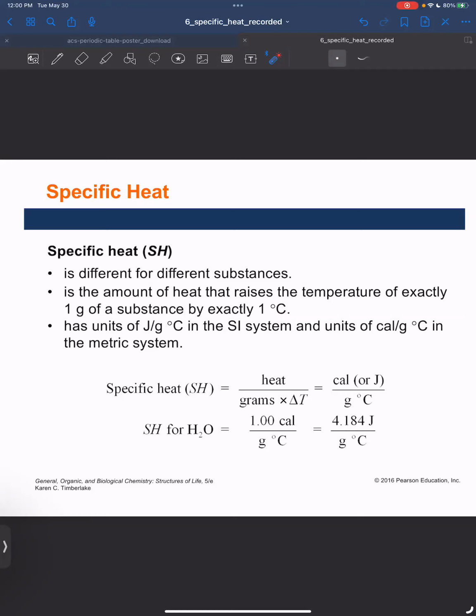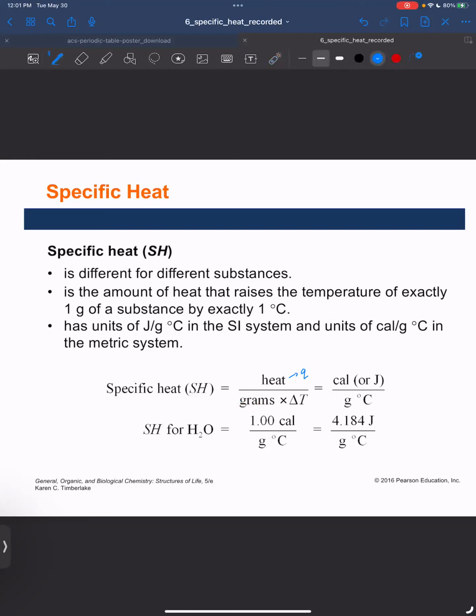Specific heat is abbreviated as capital S, capital H, and it has different units. It can either be joules per gram degree Celsius or calories per gram degree Celsius. And this formula here is the formula for specific heat. Remember, heat is Q, so let's write that down. So that is Q divided by grams, which is mass, times delta T.